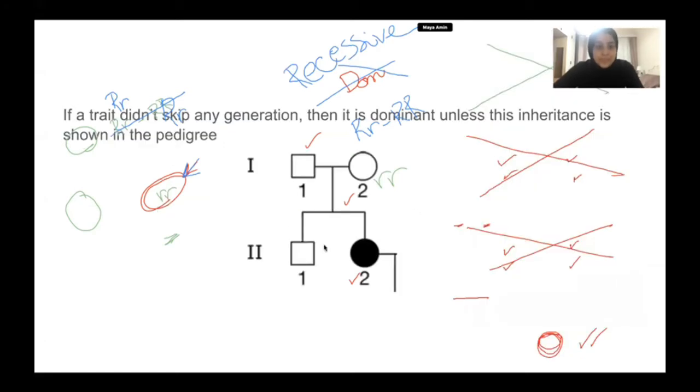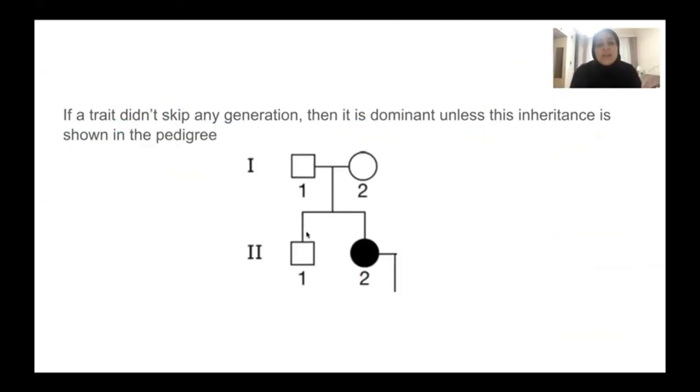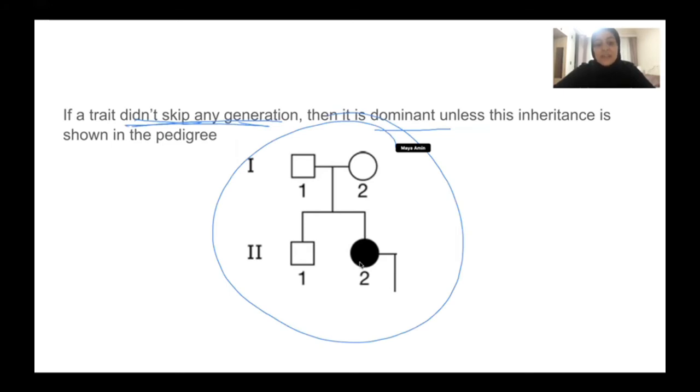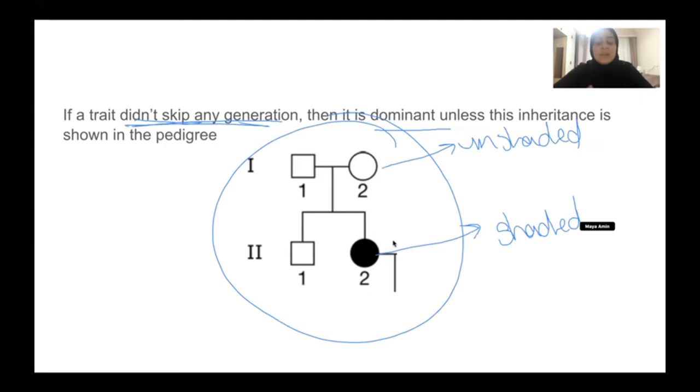Okay. Here, so what is the exception? If a trait doesn't skip any generation, then it is a dominant trait, as we said before. But here, unless this inheritance is shown in this pedigree, this inheritance, two unshaded parents get a shaded kid. If we saw this inheritance, then this trait is automatically a recessive trait. Two unshaded parents get a shaded kid, then this trait is a recessive trait. Okay, recessive trait.